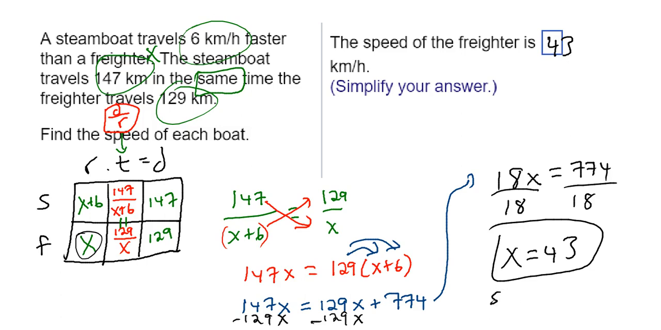And then the speed of the steamboat, sorry, this was the freighter speed. If I can spell it right. The speed of the steamboat is 6 more than that. So I'll just add 6 to this to get the speed of the steamboat, which will be 49 kilometers per hour. So after you answer for the speed of the freighter, it's going to give you another prompt for the speed of the steamboat. And for that, you'll type in 49. All right, so that concludes the video on section 5.6 on applications.